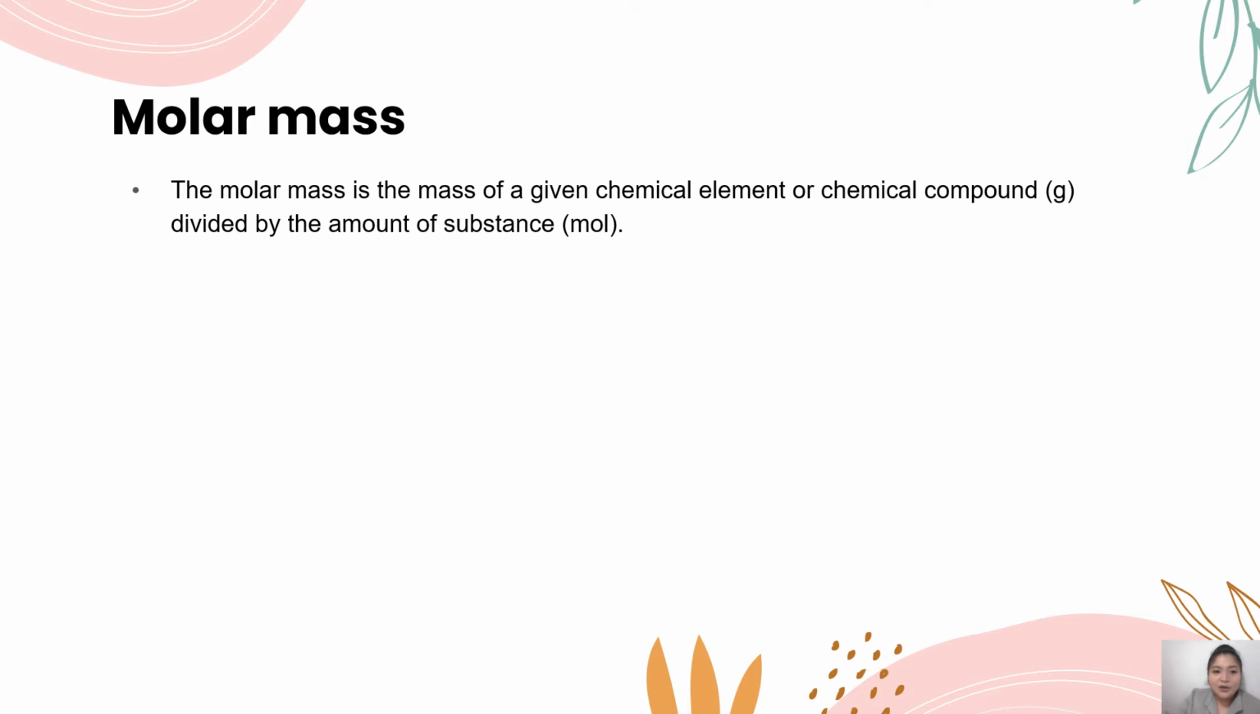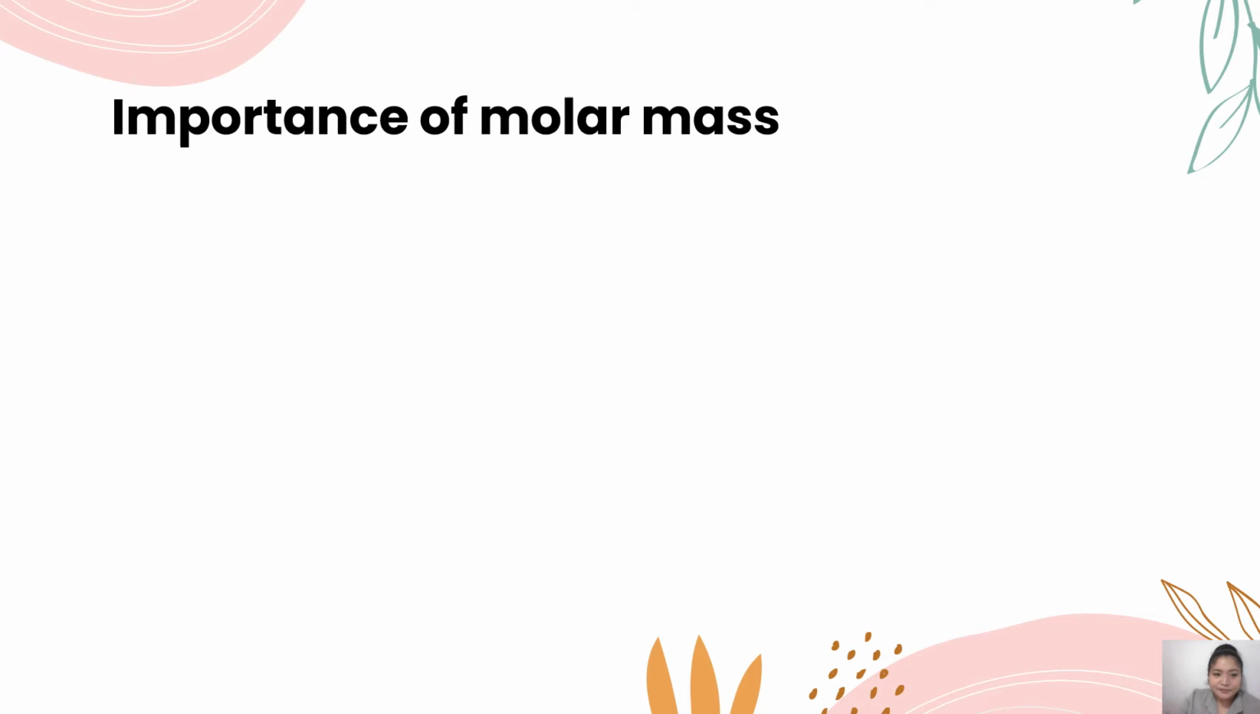Molar mass is the mass that is given to a chemical element or a chemical compound. This is usually in grams divided by the amount of a substance, usually in moles. Now, what do you think is the importance of getting the molar mass? First, this gives us an idea of the weight of a specific substance or compound. And also, getting the molar mass will help us in determining other conversion factors.